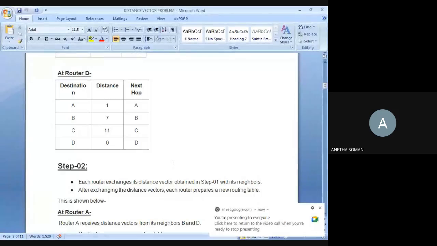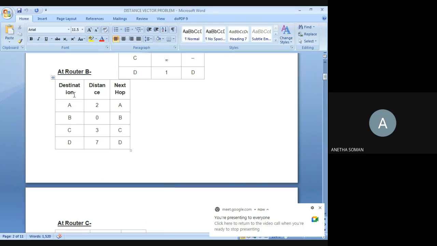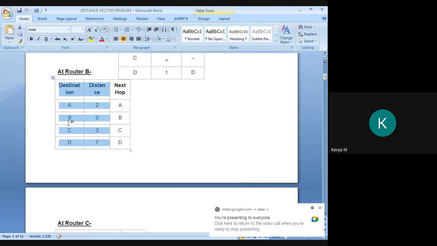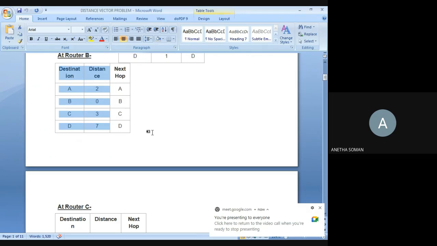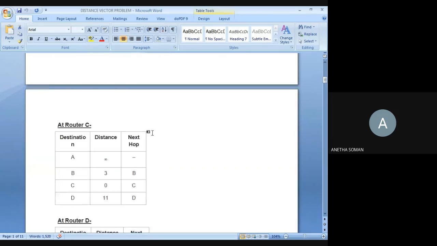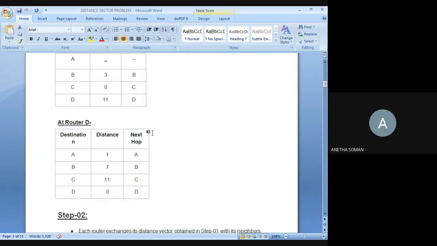What is the shared information from router B? I have told you that what you are sharing is only the first two columns from router B. That means A2, B0, C3, and D7. You write that towards one side. Only the first two columns are shared from B. You are getting the message only from the first two columns.